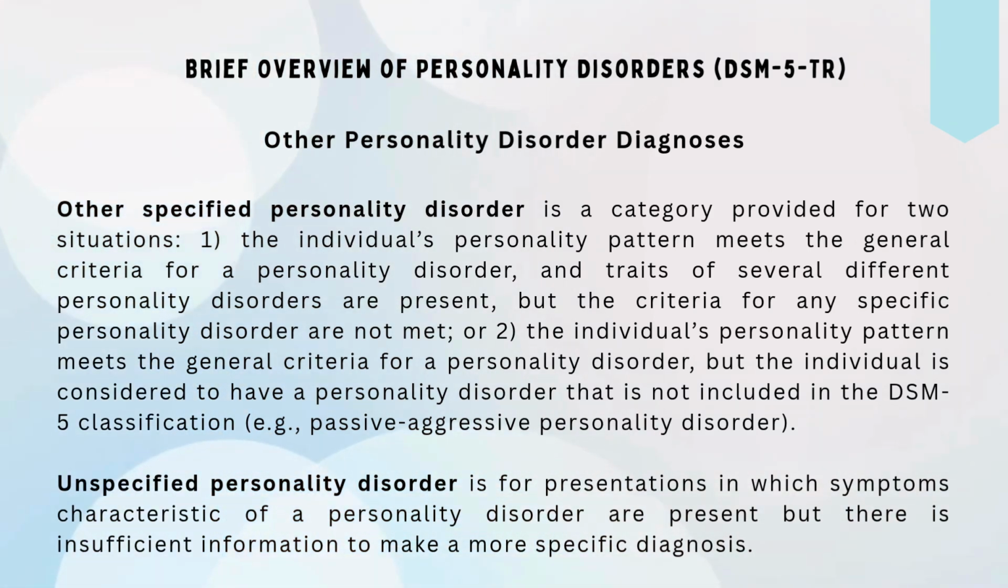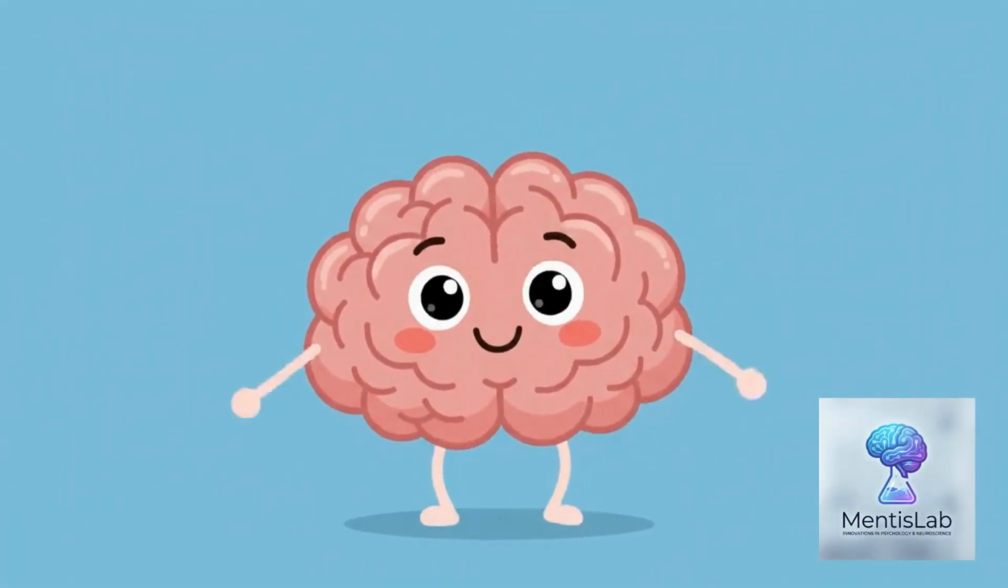Unspecified personality disorder is used when symptoms characteristic of a personality disorder are present, but there is insufficient information to make a more specific diagnosis. With that, we conclude this session.